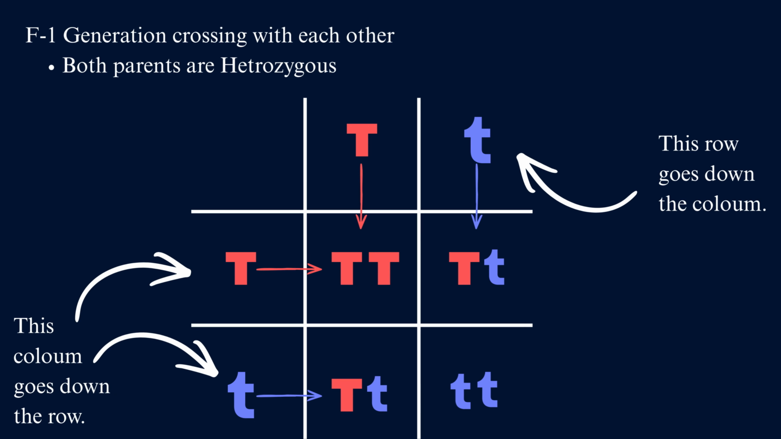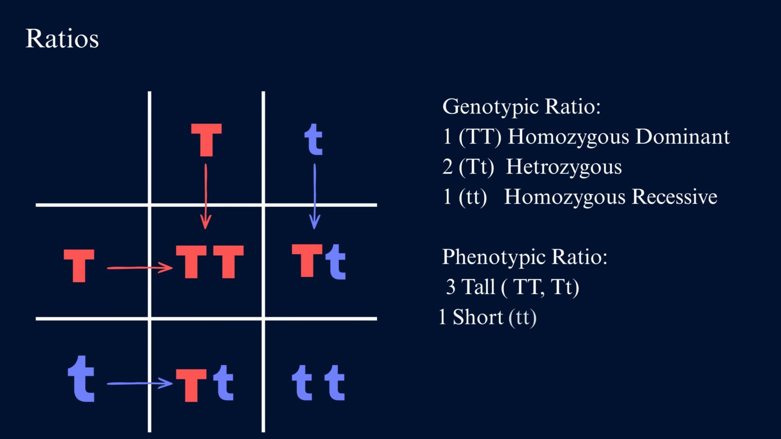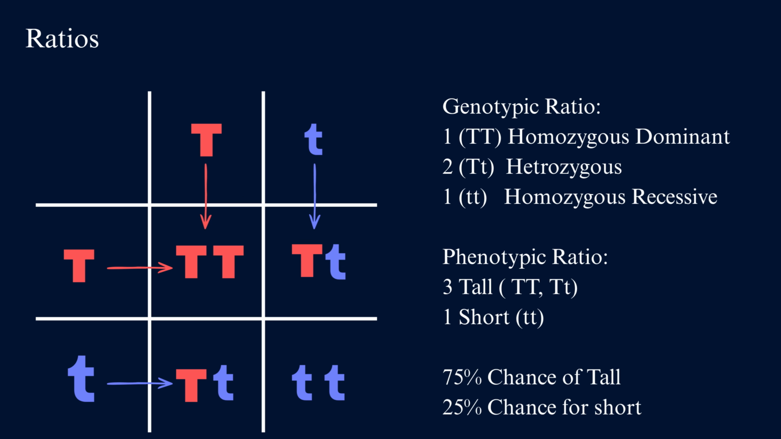So the possible combinations are 1 homozygous dominant, 2 heterozygous, and 1 homozygous recessive. This gives us a genotype ratio of 1 uppercase T pair, 2 heterozygous, and 1 lowercase t pair. When we look at the phenotypes, we have 3 tall plants and 1 short plant. So the phenotype ratio is 3:1. This means there is a 75% chance of tall offspring and a 25% chance of short offspring. This is exactly why Mendel saw about 3/4 tall plants and 1/4 short plants in the F2 generation.